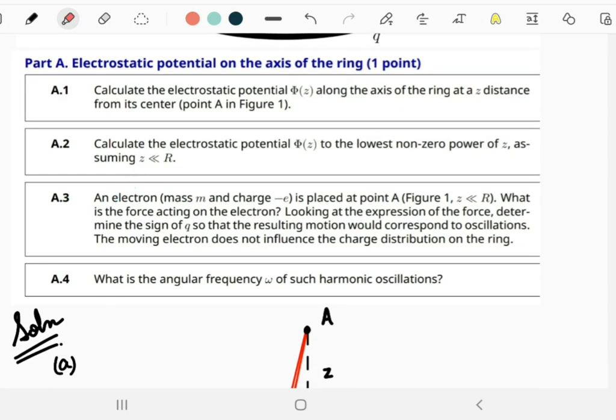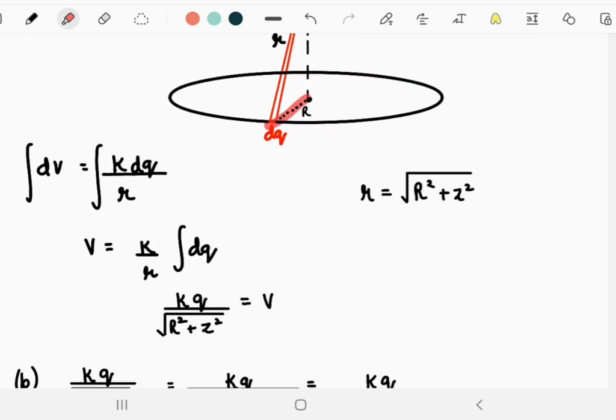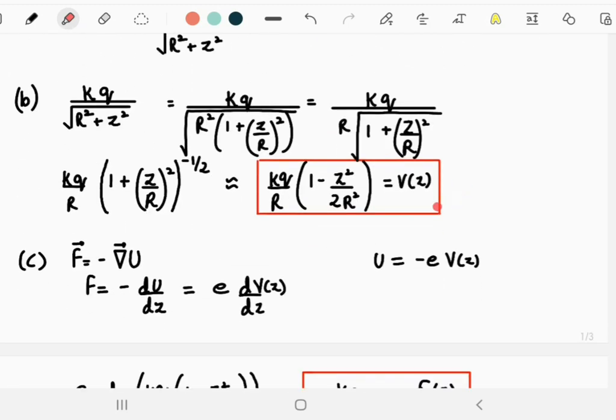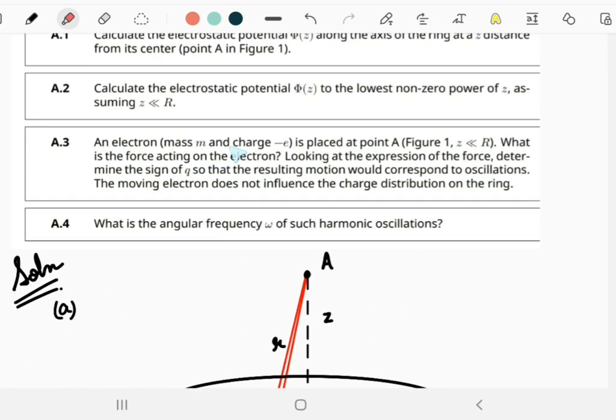Now this C option says an electron of mass m and charge minus e is placed at point A. Okay, assuming z is very less than r. तो जो पोटेंशियल का एक्सप्रेशन हम इस केस में जो थर्ड पार्ट में ये वाला यूज़ करेंगे जब z बहुत छोटा है r के कंपैरिजन में. What is the force acting on the electron? Looking at the expression of the force, determine the sign of q so that the resulting motion would correspond to oscillation, and assuming the moving charge does not influence the charge distribution on the ring.